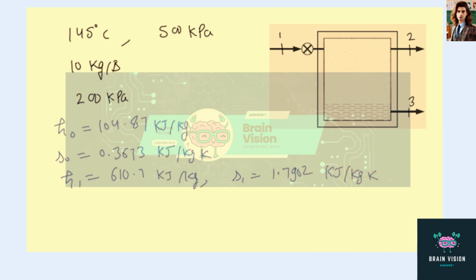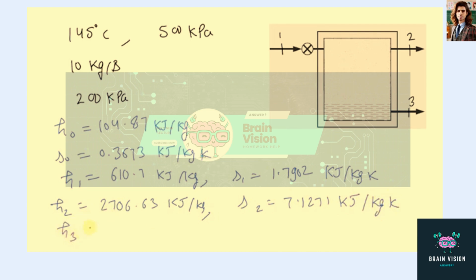And now let's write the properties of vapor and liquid corresponding to pressure 200 kilopascal from the steam table. So we can write H2 is equals to 2706.63 kilojoule per kilogram. S2 is equals to 7.1271 kilojoule per kilogram Kelvin, and H3 is equals to 504.68 kilojoule per kilogram and S3 is equals to 1.530 kilojoule per kilogram Kelvin.